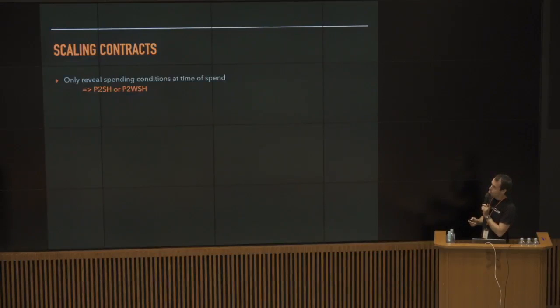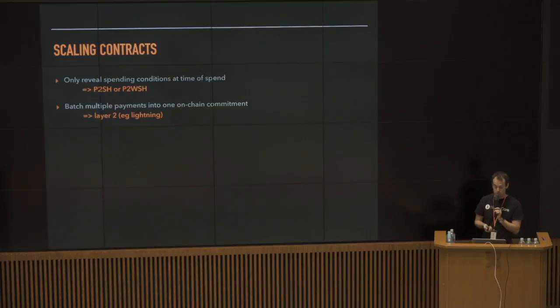What are some examples of this? Well, only revealing the spending conditions at time of spend is good for scaling because it means those spending conditions don't need to be stored by every node before that coin gets spent. And we do that with pay-to-script hash or pay-to-witness script hash. Those are good for scalability because the UTXO set that every node keeps does not need to store the spending conditions of every coin.